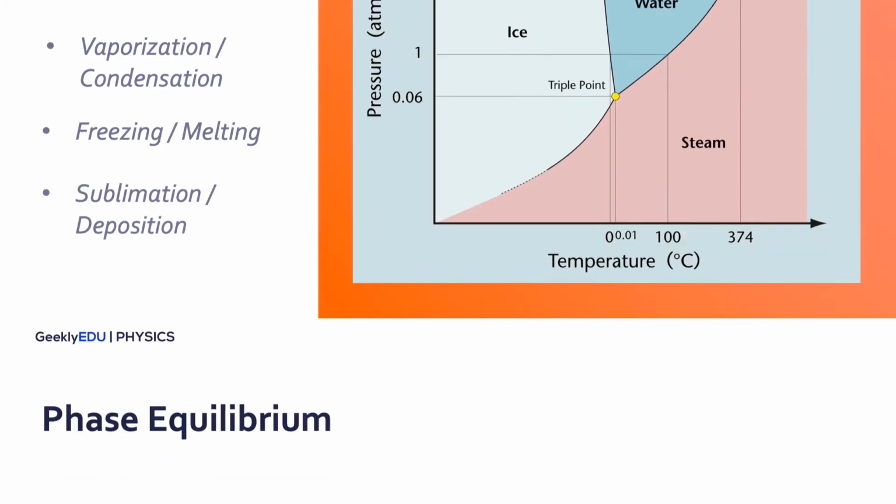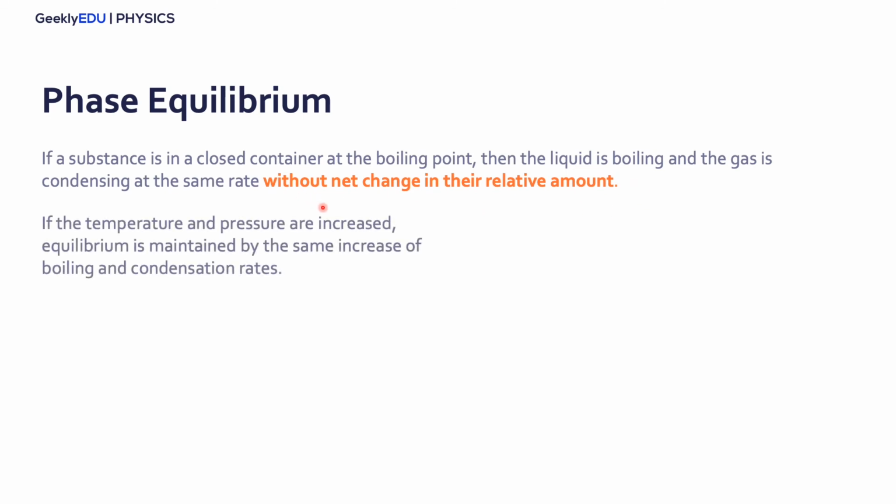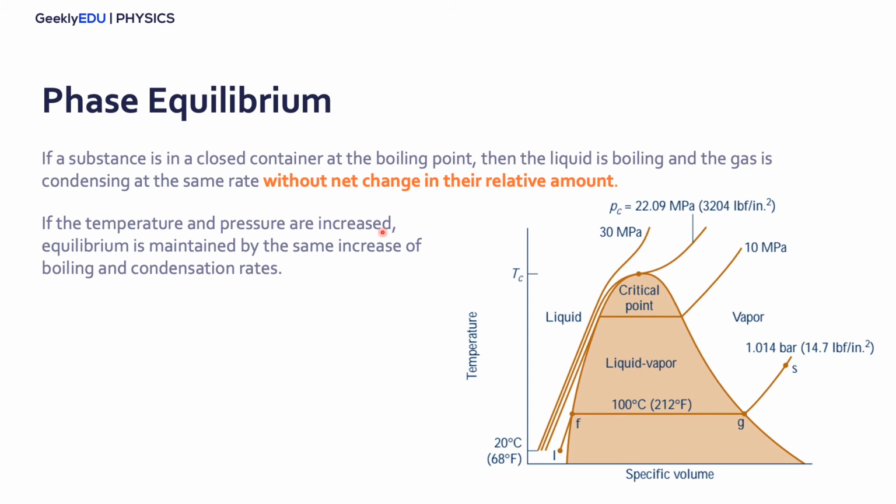Okay, let's talk about phase equilibrium. All right. So if a substance is in a closed container at a boiling point, then the liquid is boiling and the gas is condensing at the same rate without net change in the relative amount. So in this case here we have equilibrium. Also, if the temperature and pressure are increased for an equilibrium state, the equilibrium is maintained by the same increase of boiling and condensation rates. So what does it mean?